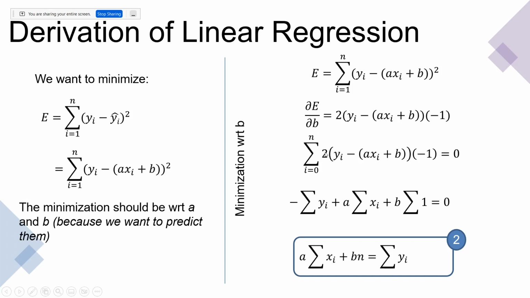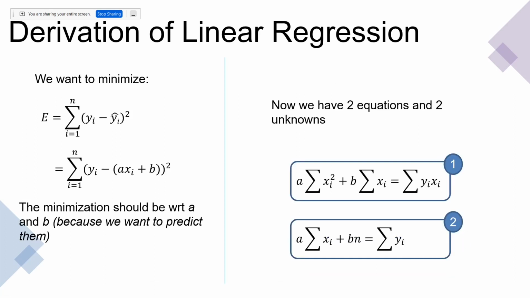So this expression is basically equal to this expression, and once you take this minus the sum of yi's to the other side of the equation, then we have this expression. This is the second equation we will be using for the derivation. So now we have two equations and two unknowns. What we will be doing basically is connecting these two equations to find a and b. Remember, the problem we are trying to solve is finding a and b. We have n observations, and from these observations we would like to find the values of a and b.